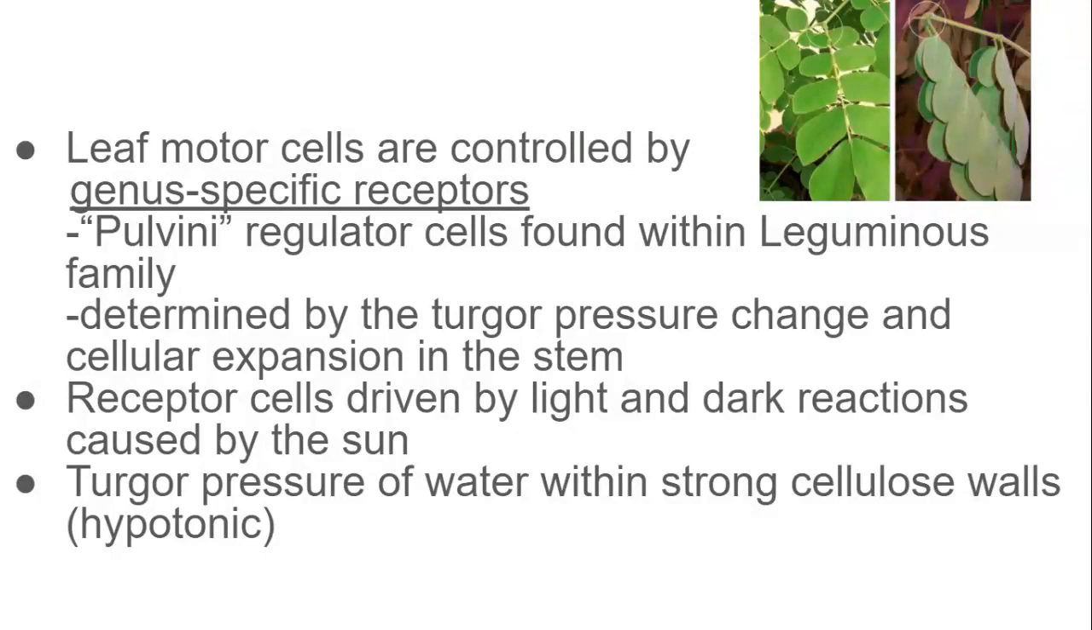Studies in leguminous plants have shown that the leaf regulator cells, termed pulvini, are located at the base of the leaflet and are driven by turgor pressure change, which causes cellular expansion in the stem.